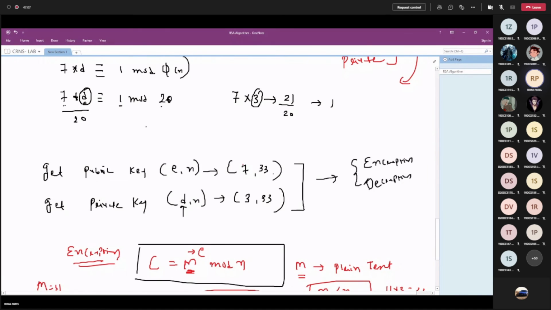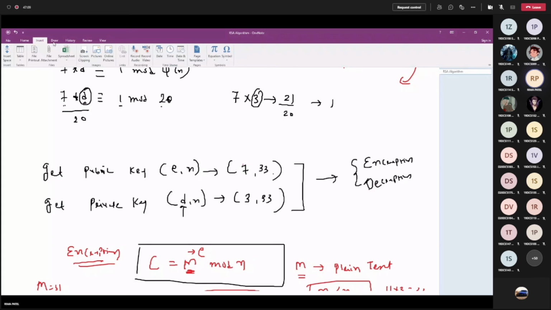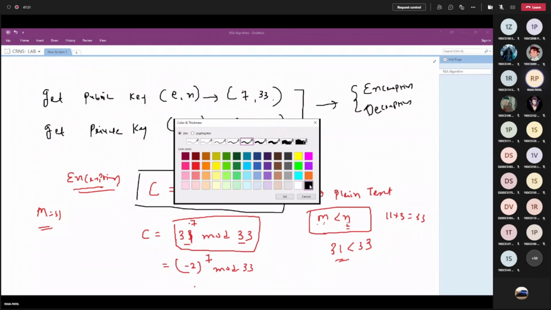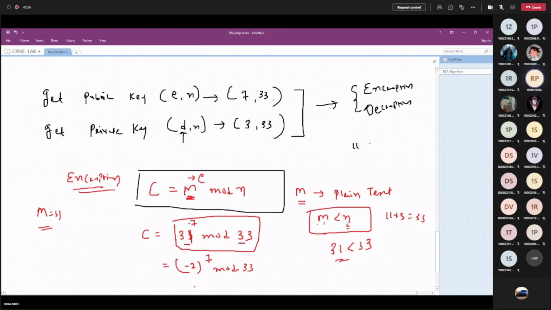Now for the plain text also we have one condition that we need to fulfill. Plain text should be less than the value of N. In our case, what is the value of N? 33, since we have 11 and 3, so the value of N was 33, right? So M should be less than N. As I have told you, it's a block cipher in which cipher and plain text will be integers between 0 and N.